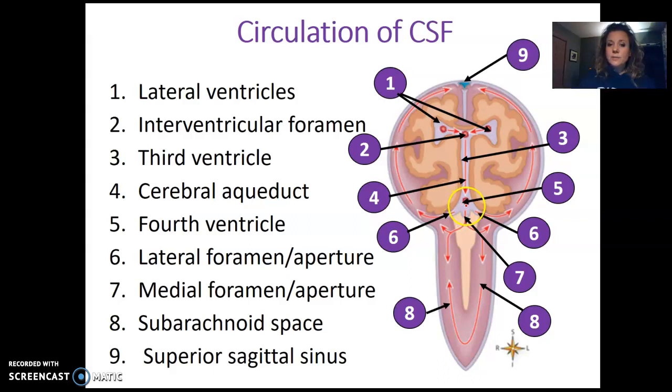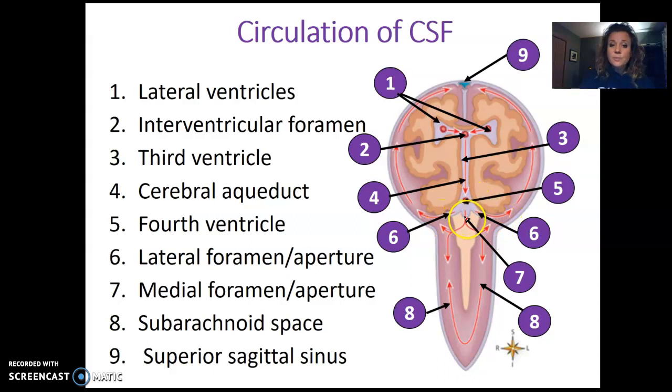And then you'll notice number six. We have little holes here, foramens, which, if you try and remember from the skeletal system unit, means a hole. They are lateral to the spinal cord. So there's one on each side, but your book calls them the lateral apertures. Either way, they're just holes and the cerebrospinal fluid is flowing through them.